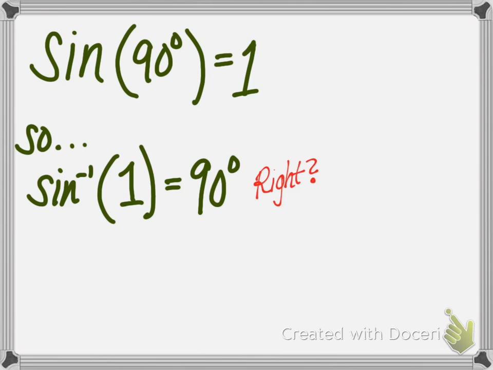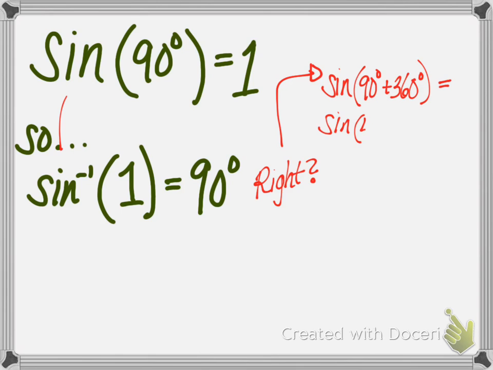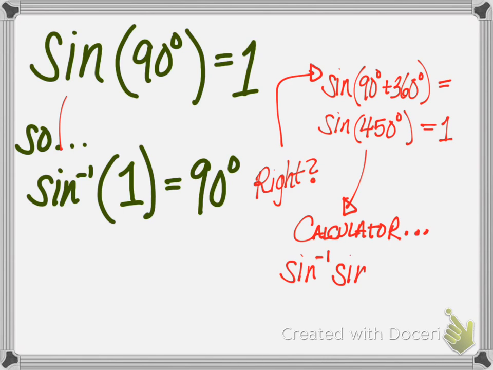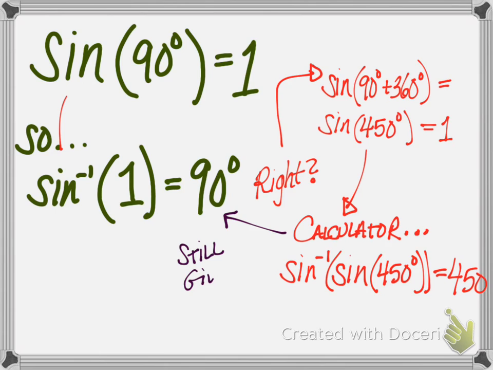We expanded our domain to include any angle. So this is still true. Sine of 90 plus 360 is sine of 450, should also be 1. If you did it with a calculator, sine inverse of 1 should give you 450, but it doesn't. It still gives you 90 degrees.